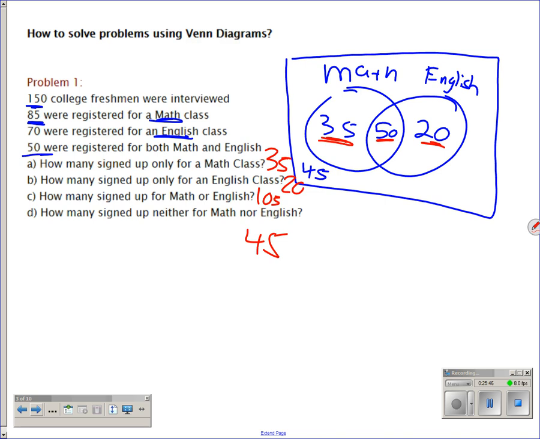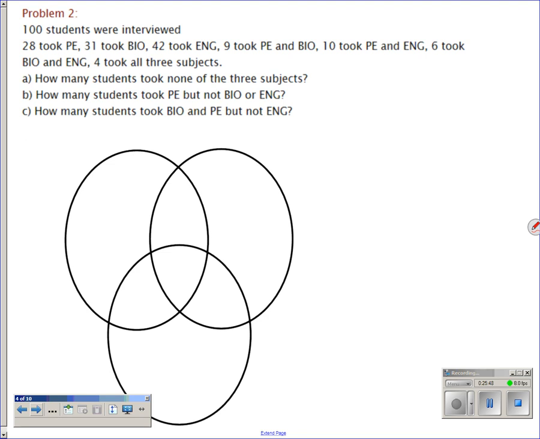Let's bump it up a bit. Try this next. 3 circles. Again, that's not too bad. But it says that we have 100 students now. Look at all this information. 28 took PE, 31 took biology, 42 took English, 9 took biology and PE, 10 took PE and English, 6 took biology and English, 4 took all 3 subjects.